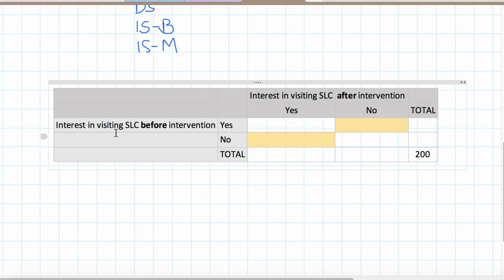People who said yes before and said yes after, we don't really care about that cell. It could be any number. And the people who said no, I'm not interested, and afterwards said no, I'm still not interested, clearly the intervention did not have an effect on them. So we're not really interested in that particular group. What we are interested in is the cells where there's a change.